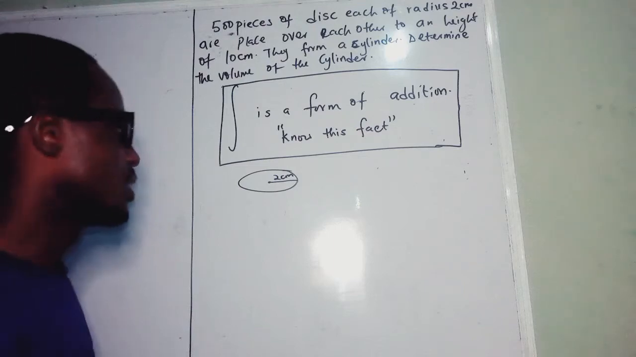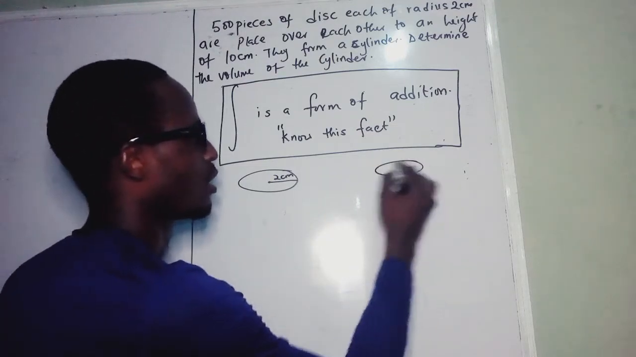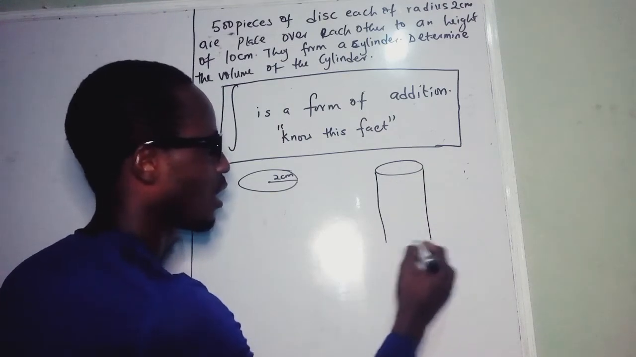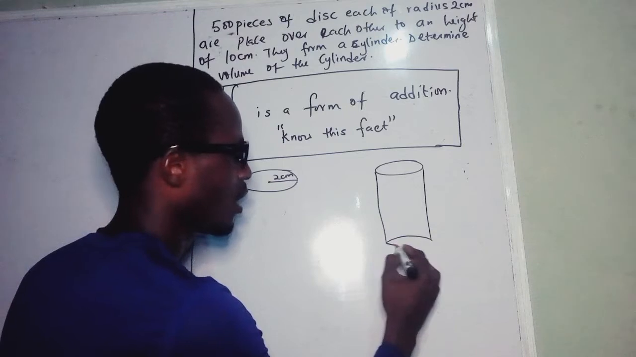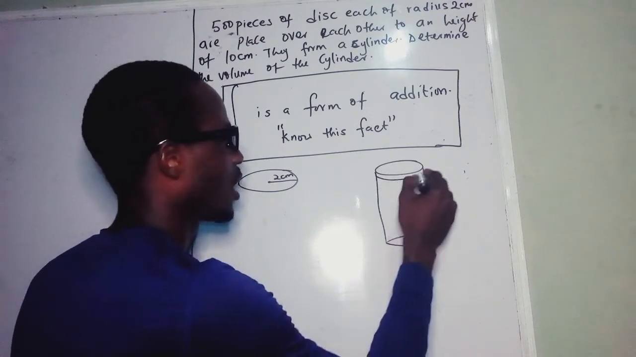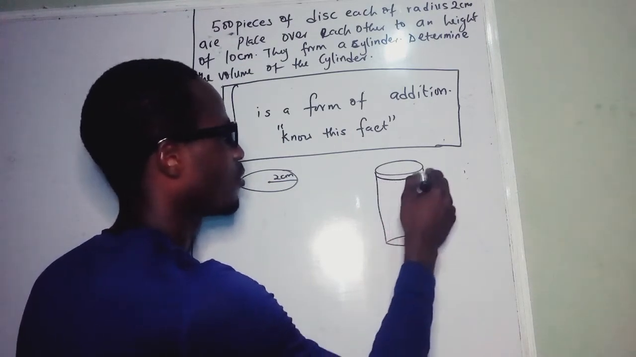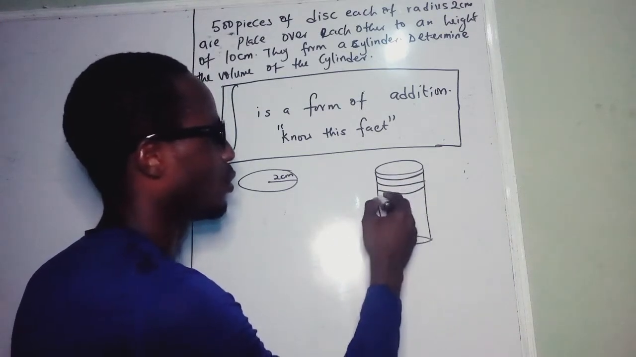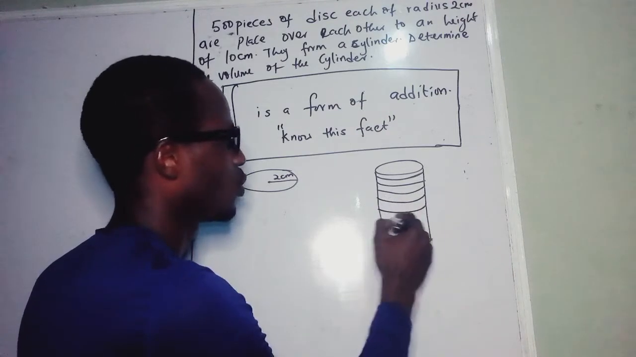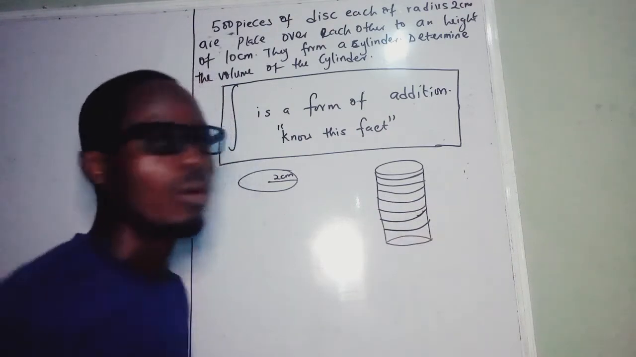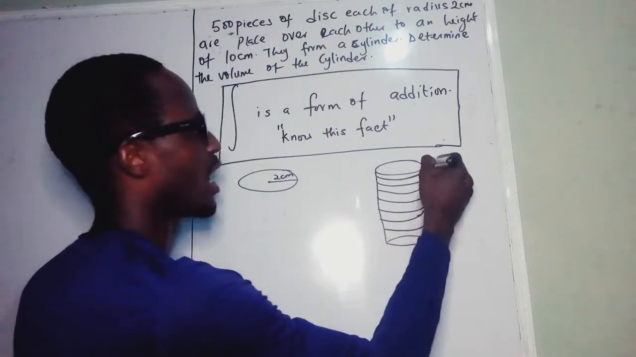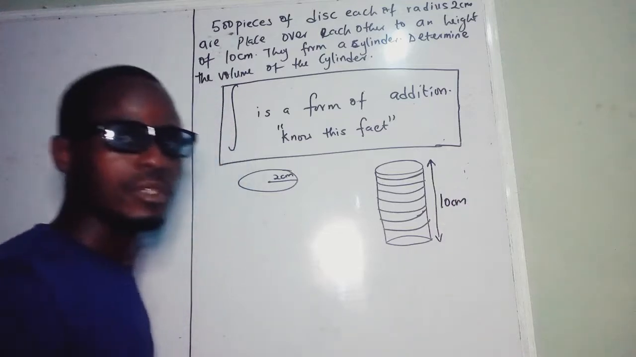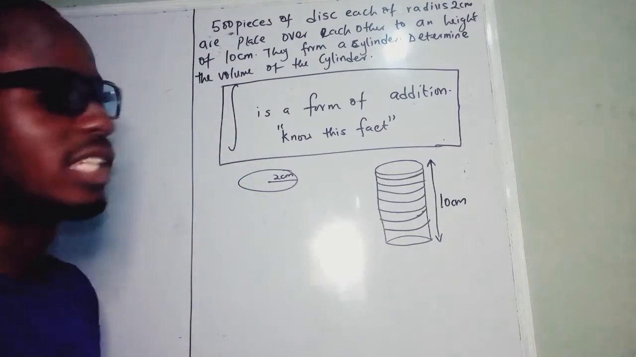So in a nutshell, these discs are placed over each other to form a cylinder. We can look at this cylinder as a lot of discs piled up to form it as a whole, up to 500 pieces. When they are compiled, the height of the whole cylinder becomes 10 centimeter. So now we are going to determine the volume of that cylinder.